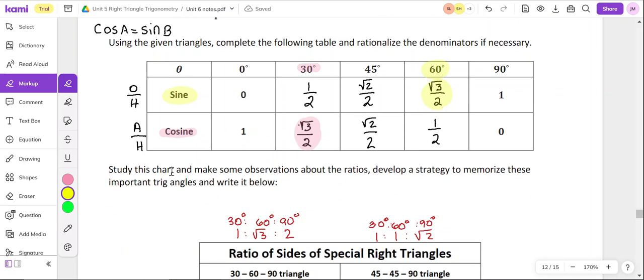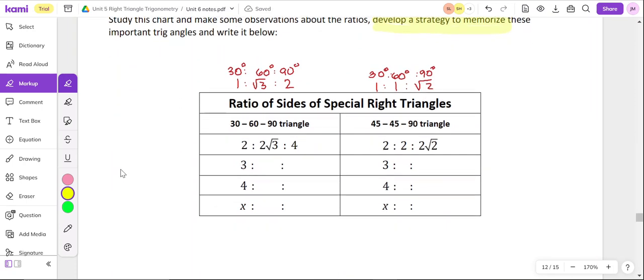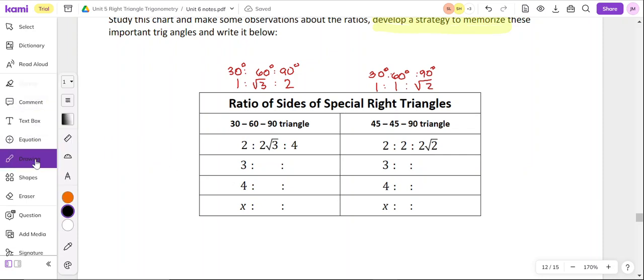All right, so here's your best advice. Study the chart, make observations about the ratios, develop a strategy to memorize, figure out how you're going to memorize it. And these are very important trig angles. So let me show you how to use them.